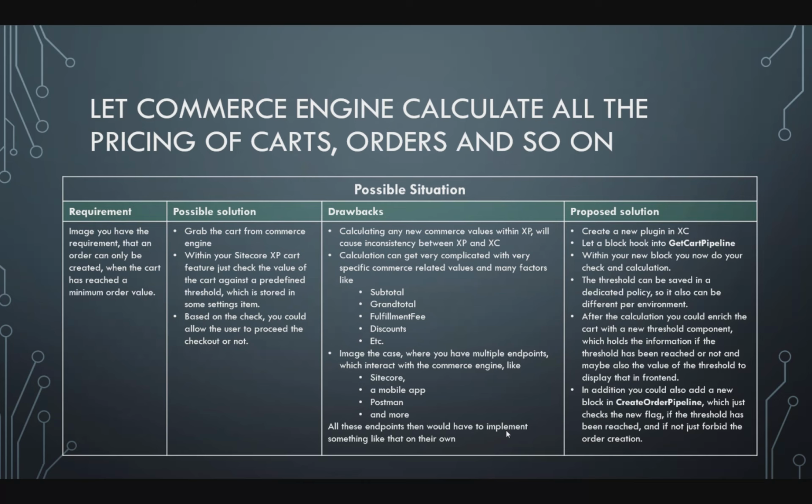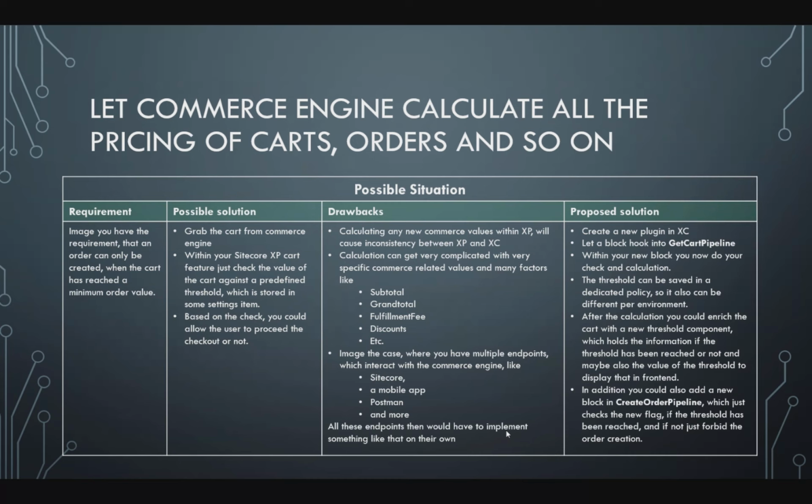So what you could do, if you are not familiar with Sitecore XC, but familiar with Sitecore XP, is just implement that functionality in Sitecore XP, in, for example, your cart feature. So you would grab some kind of cart, check the values like grand total, and check if that grand total is higher or not against some predefined setting. Of course, this would work, and of course, it has exactly that target that it should have, but it would also bring us some drawbacks, like I mentioned in the third column.